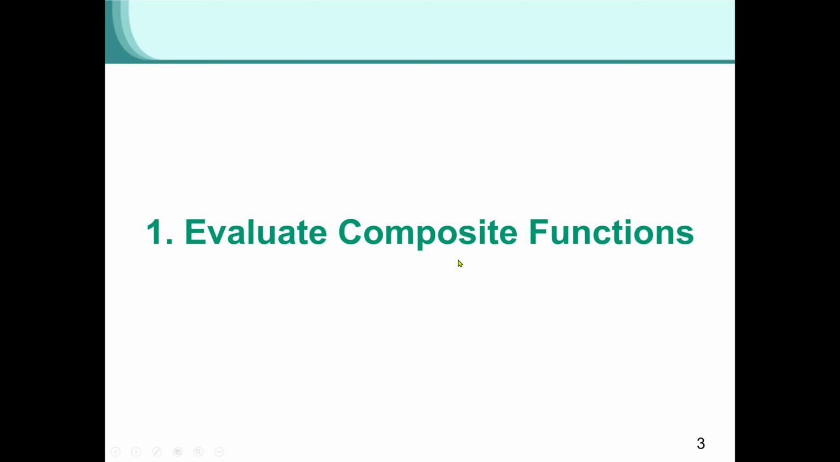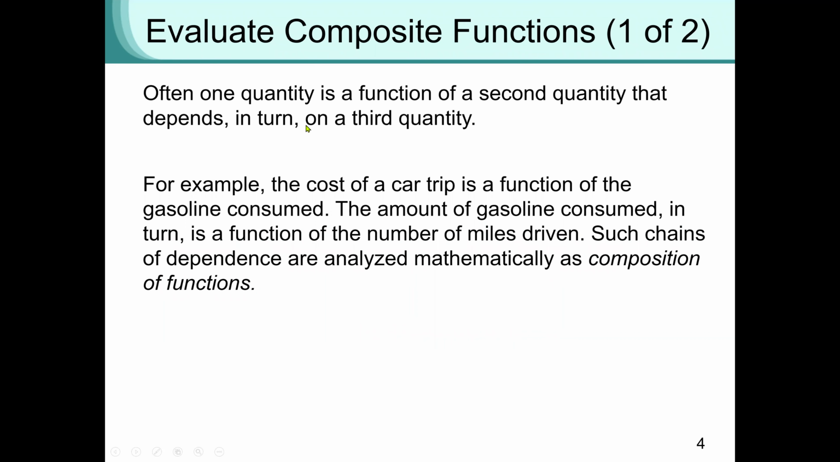So first, we start with evaluating composite functions. As we said earlier, a composite function is a function that depends on another function or is inside another function. So here we say often one quantity is a function of a second quantity that depends in turn on a third quantity. For example, the cost of a car trip is a function of the gasoline consumed. Why? Because the car depends on gasoline in order to move. So the cost of a car trip will be a function of the amount of gasoline that was consumed.